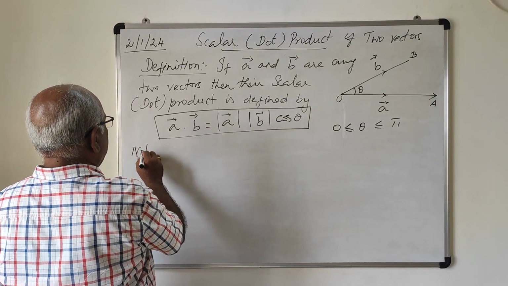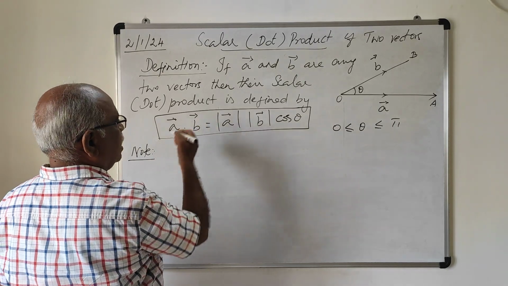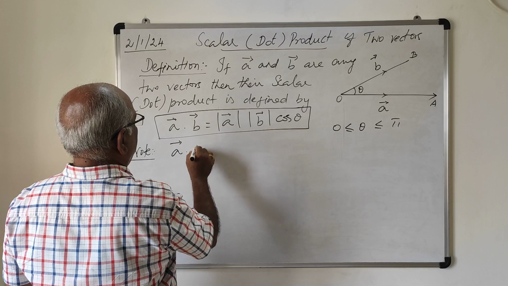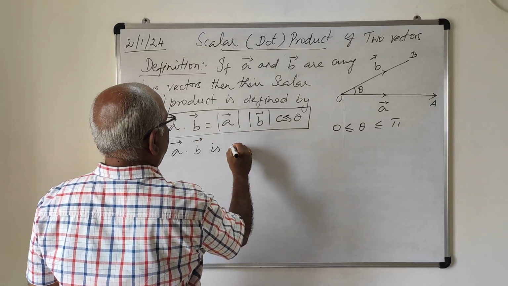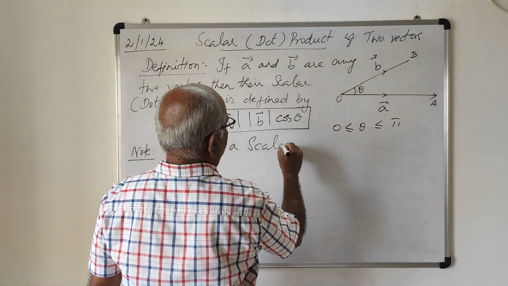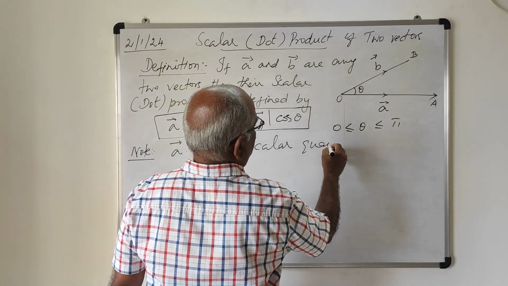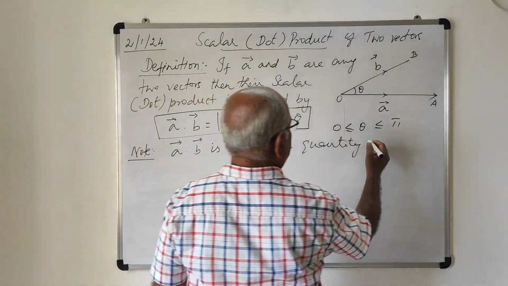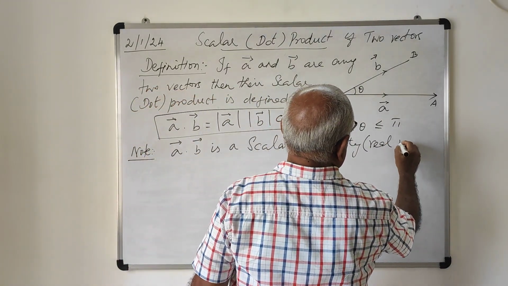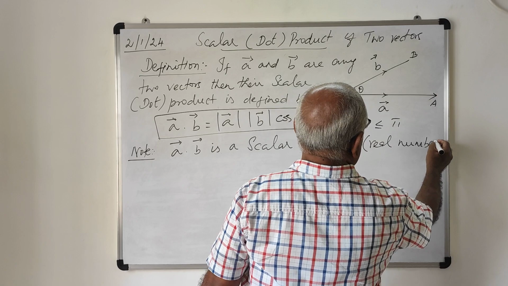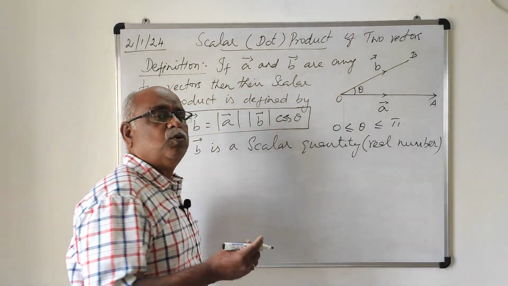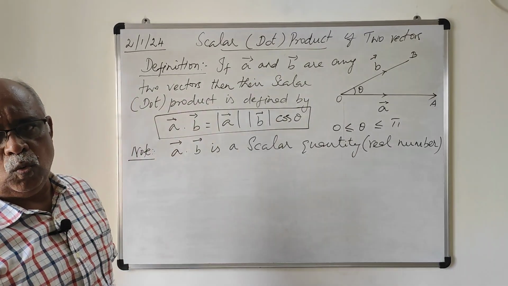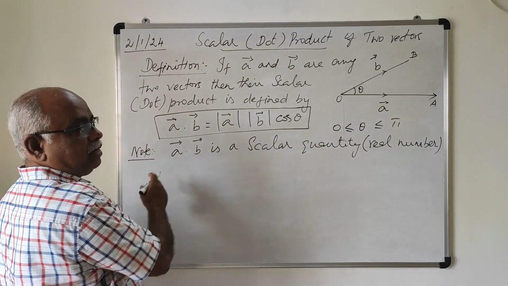Note, the scalar product is a scalar quantity. A dot B, the scalar product, is a scalar quantity. That's why it is called scalar product. Scalar quantity is nothing but a real number. So the dot product of two vectors gives you a real number. Otherwise, it's called a scalar quantity. That's why it is called A dot B or scalar product.